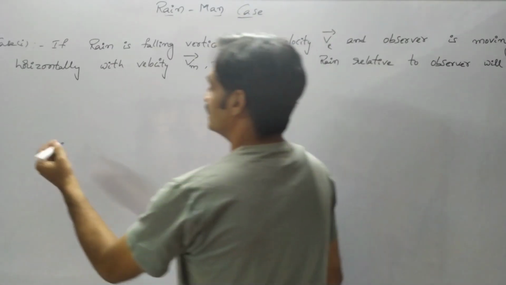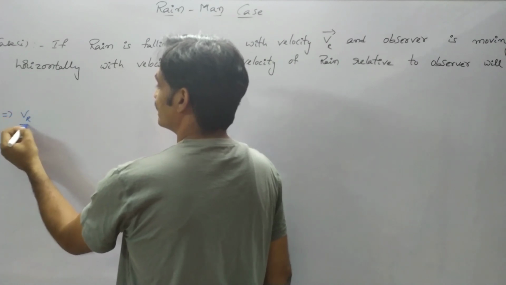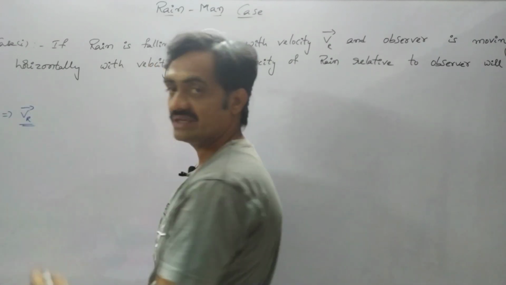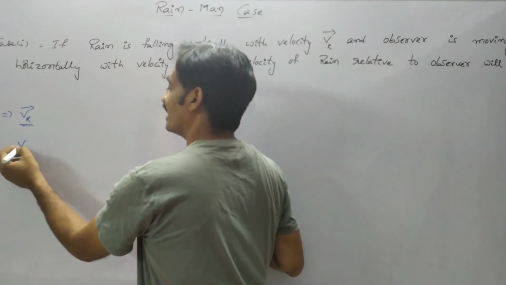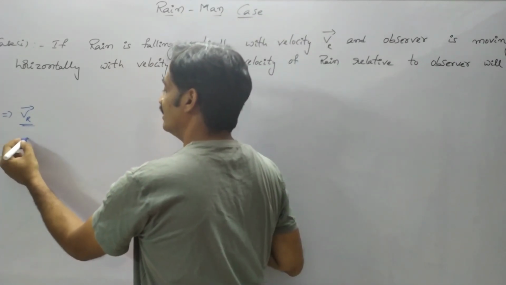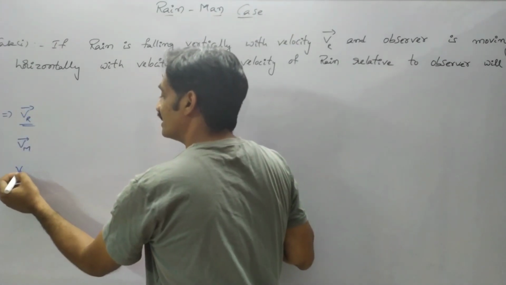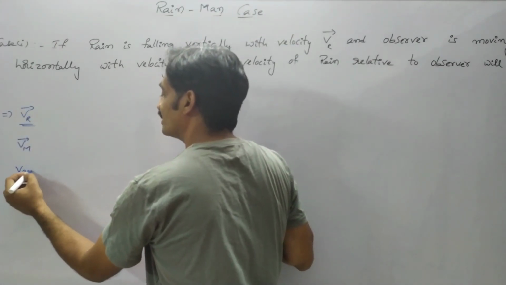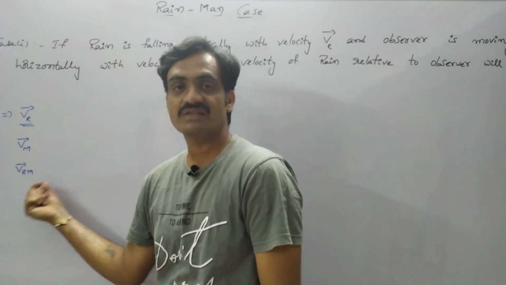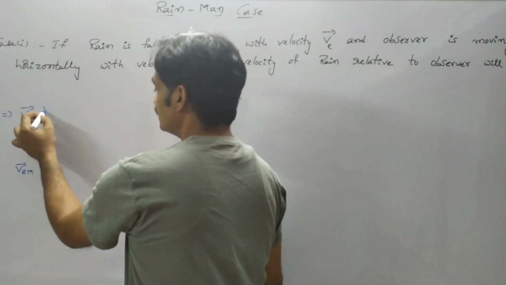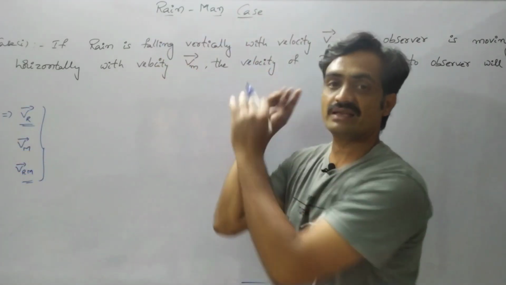Here we consider the rain as v suffix r, the velocity of the rain, as well as here we consider a man. So the velocity of the man is represented as v suffix m. And here the velocity of the rain with respect to man is represented as v suffix rm. Based on these three velocities, we are going to represent the rain man case.